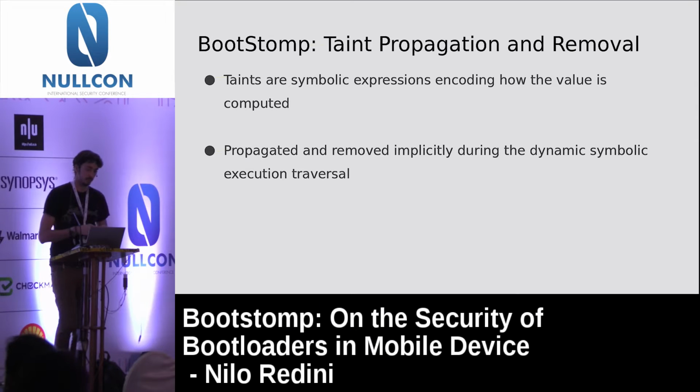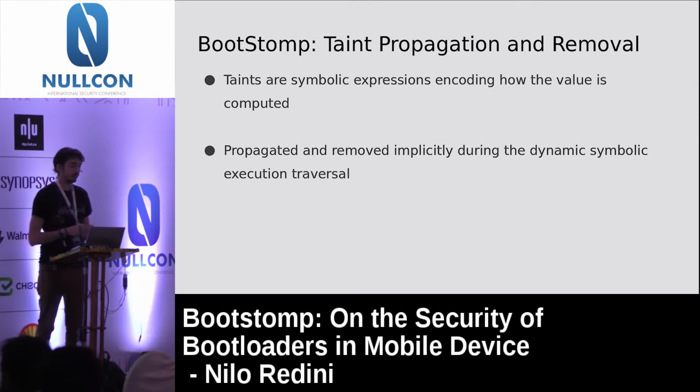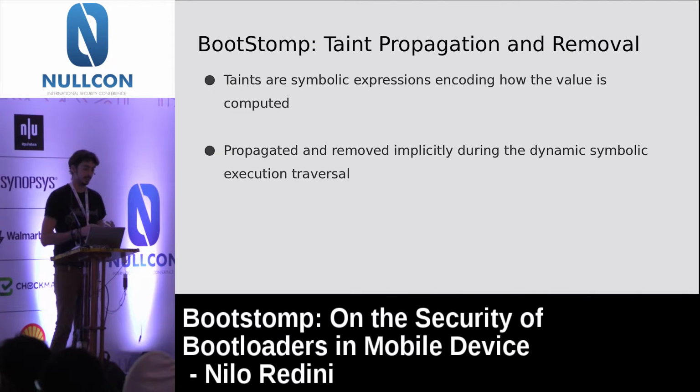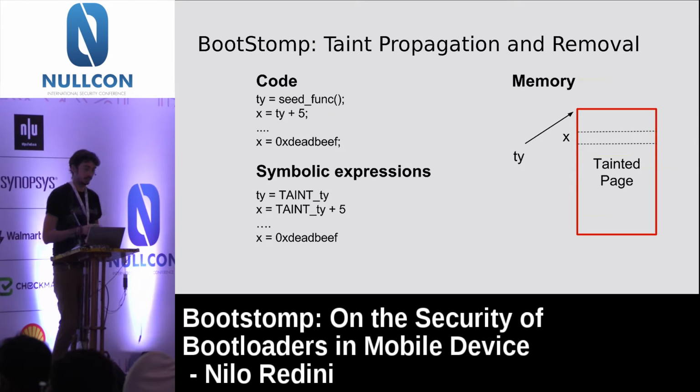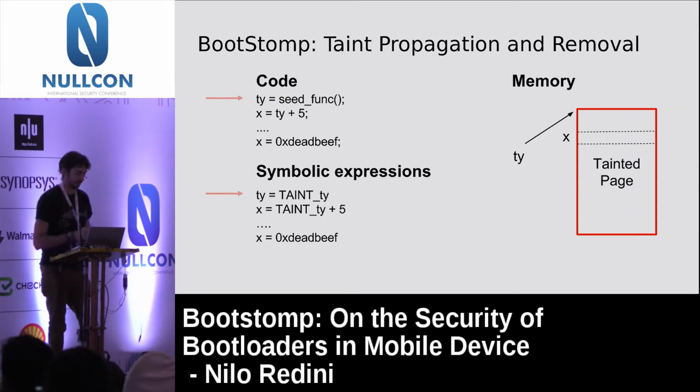Okay, let's talk about taint propagation and removal. Taints, in our work, are symbolic expressions encoding how the value is computed. Propagation and removal is implicitly done during the dynamic symbolic execution. Let's see how. So let's assume that we have some code. And in this case, a seed function is called, and its value is assigned to a variable called ty. In the symbolic world, we create a new dynamic variable called, in this case, taint_ty, whose size we set to be equal to 1 page, so 4K bytes. This new variable is assigned to the variable ty.